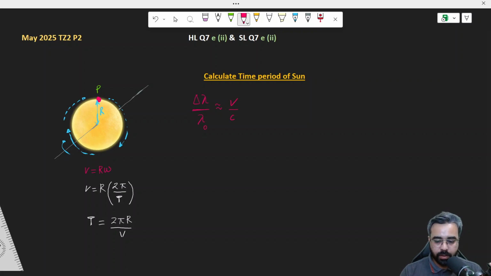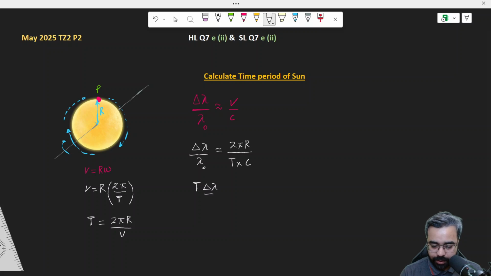We know all the values, and remember this lambda 0 is the actual wavelength of light that we got in a laboratory from the hydrogen spectrum. So we can make an equation from here. Delta lambda over lambda 0 is equal to 2 pi r over time period T times the speed of light. You can multiply time on both sides, so what we get is T delta lambda over lambda 0 is equal to 2 pi r over the speed of light.